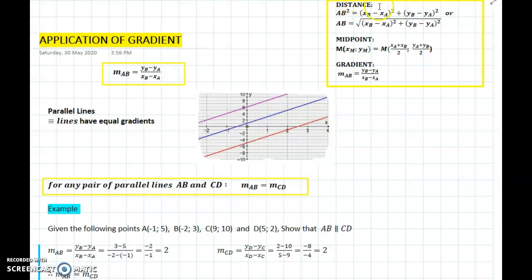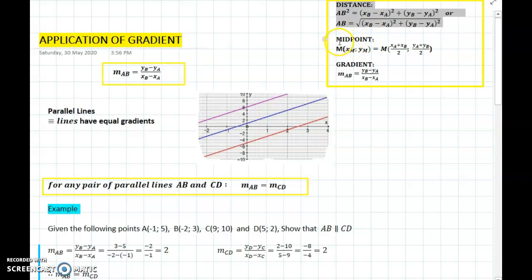We've done the distance formula, which is really based on Pythagoras. Pythagoras says the hypotenuse squared is equal to the sum of the other two sides squared, the horizontal distance squared plus the vertical distance squared. If we take the square root, because we're really interested in the length AB, the length of a line joining 2 points, it would be the square root of that.